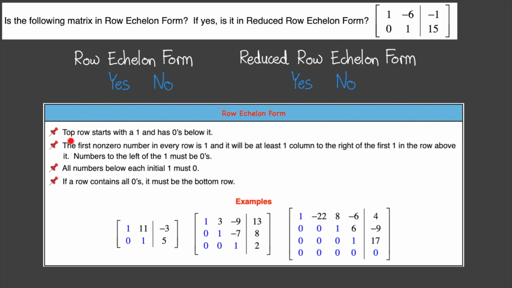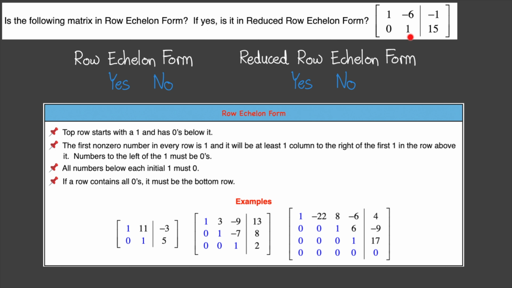So the first feature is the top row starts with a 1 and has zeros below it. So this first row here does start with a 1 and it does have zeros below it. So that's a check. Second feature says the first non-zero number in every row is 1. So that's true. 1 here, and the first non-zero number in the second row is also 1.